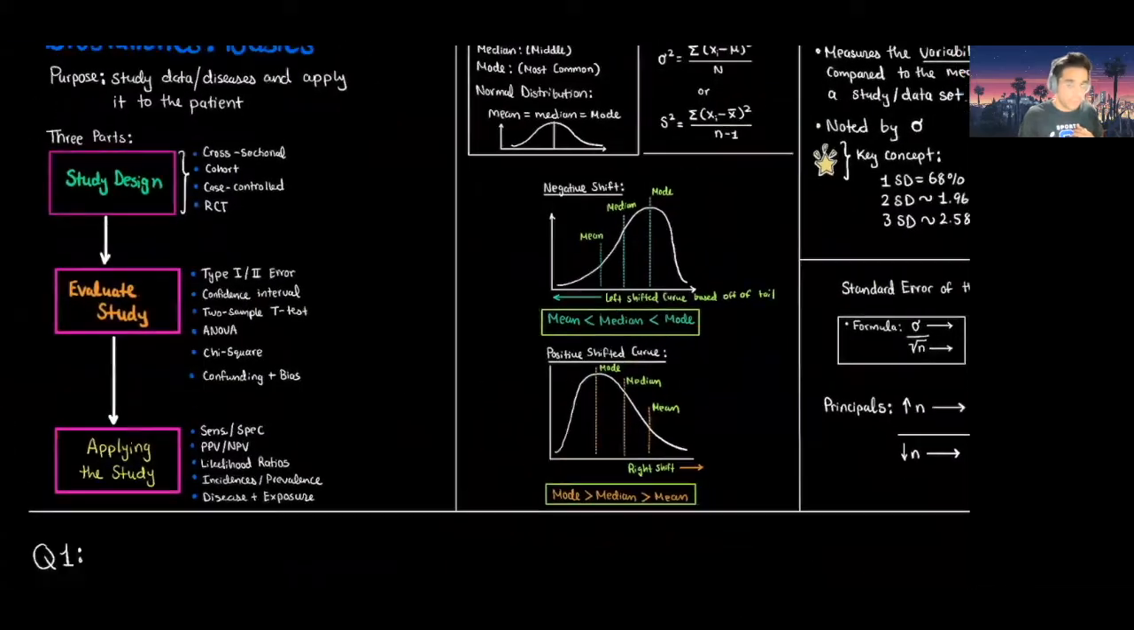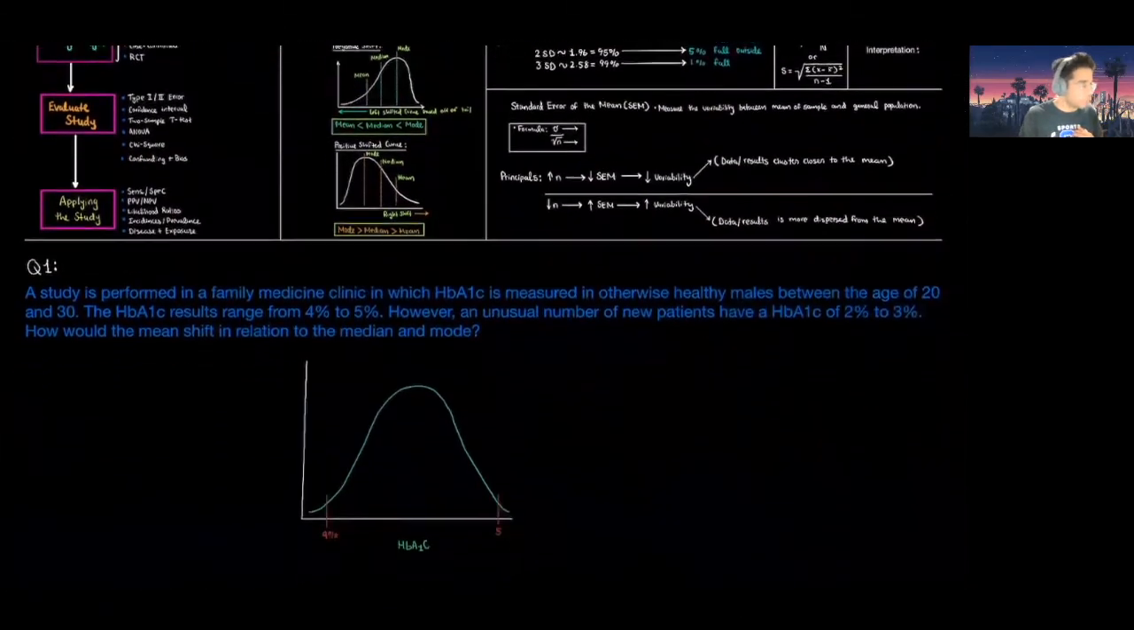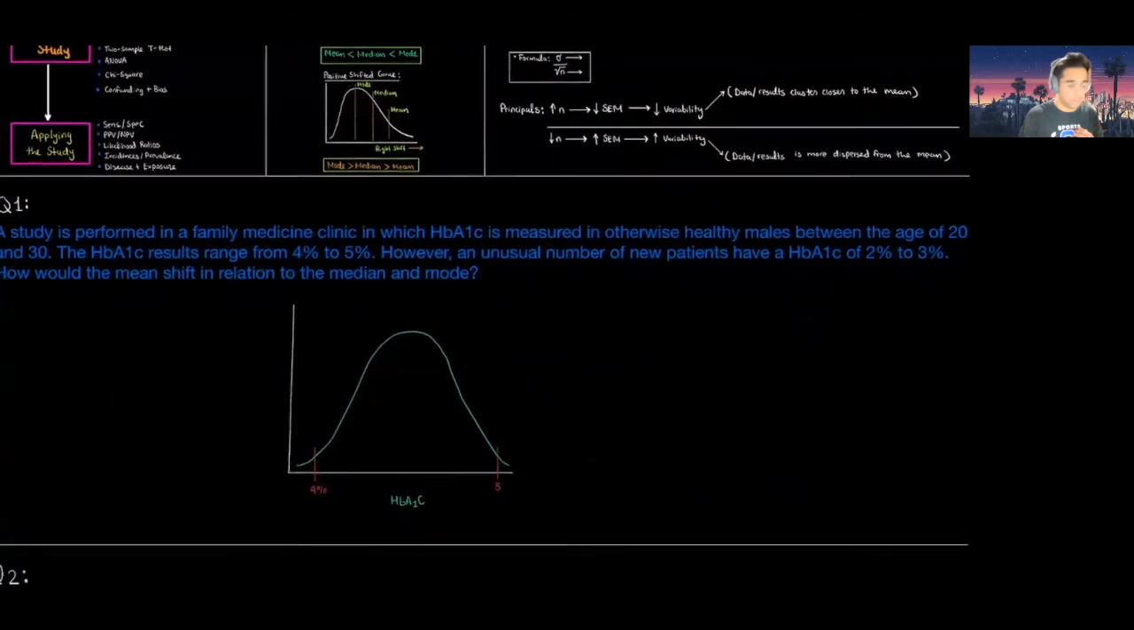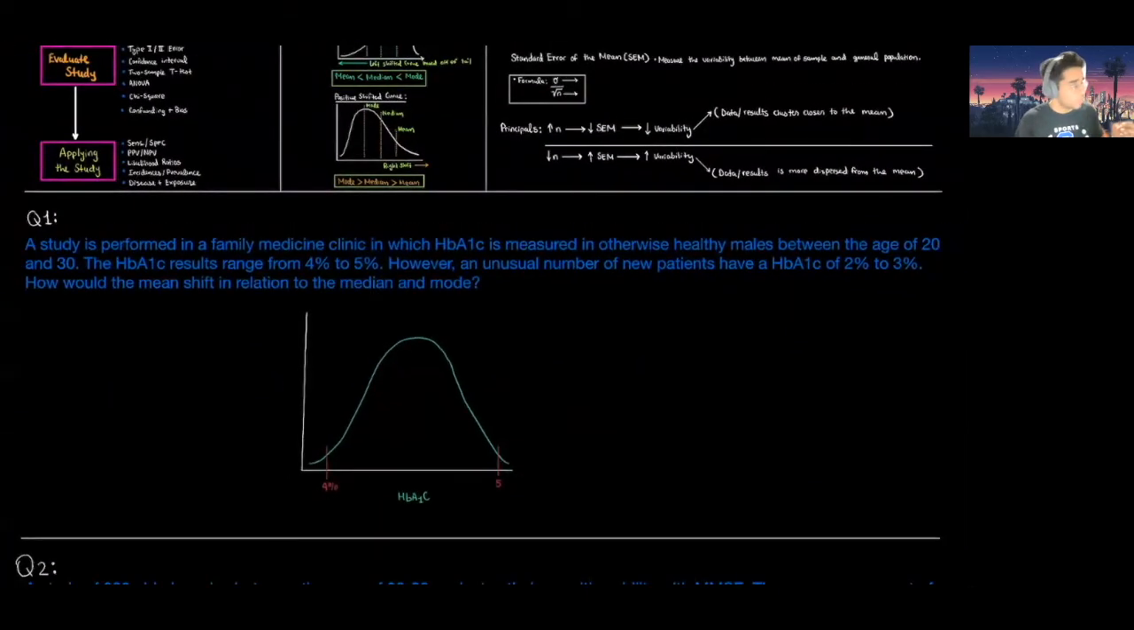But first, let's do a quick practice going over this, which is, if my iPad would cooperate, a study performed in a family medicine clinic in which hemoglobin A1C is measured in otherwise healthy males between the ages of 20 to 30. Hemoglobin A1C results range from 4% to 5%. However, an unusual number of new patients that have come to the clinic have a hemoglobin A1C of 2 to 3%, right? How would this change your median and mode?